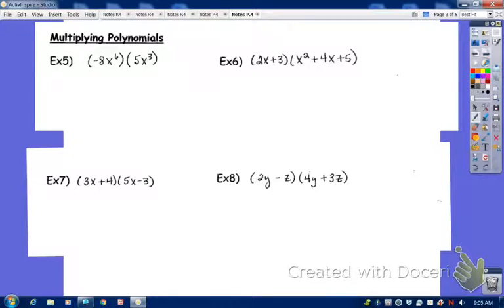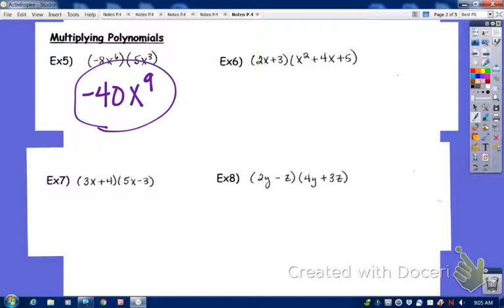All right, in example 5, we're multiplying. We've really already done this. Example 5 is a monomial times a monomial. It's a one-term polynomial times a one-term, so you just multiply the coefficients together. -8 times 5 is negative 40. You multiply your x's together by adding the exponents, so you get negative 40x to the 9th. You've really done that before, already in this chapter.